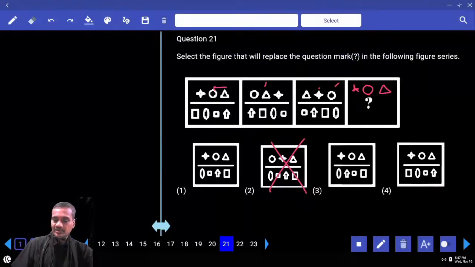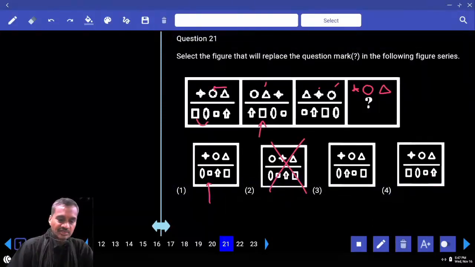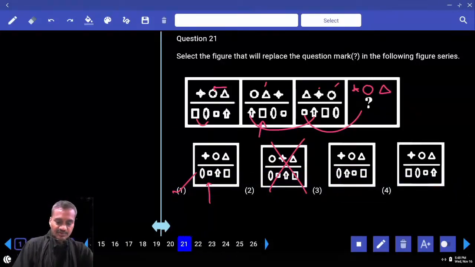Then coming to the next one. In the next one, the second element is different between these two, second and third. Now, which element is coming to the second place? The first element is going to the second place. This first element should go to the second place, and a smaller square. Hence, choice 1 is the answer. Right? Choice 1, question number 21.